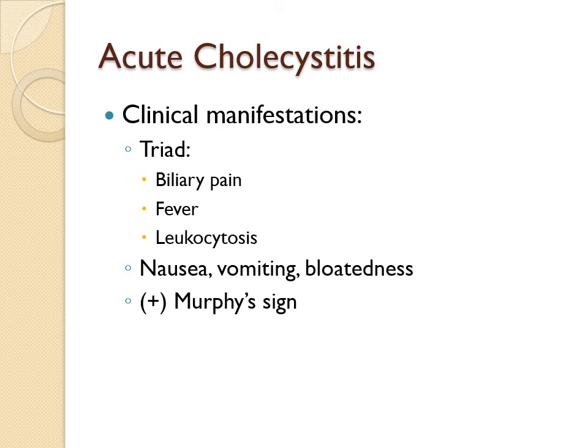For the clinical manifestations of acute cholecystitis, you have the classic triad of biliary pain or colic, the fever, and leukocytosis. This can be accompanied by nausea, vomiting, and bloatedness. Now, sometimes patient may also develop jaundice, but it's not common. The classic physical examination finding in acute cholecystitis is your Murphy's sign. So Murphy's sign, as you can recall, is when the patient would develop pain and there's a arrest in inspiration when the examiner would palpate the right subcostal area.